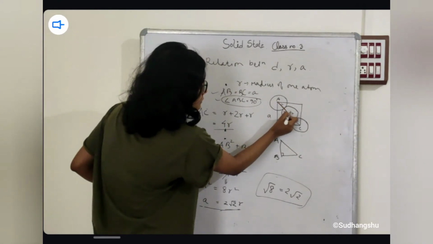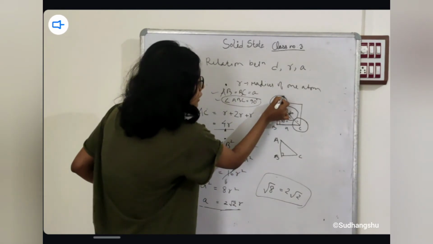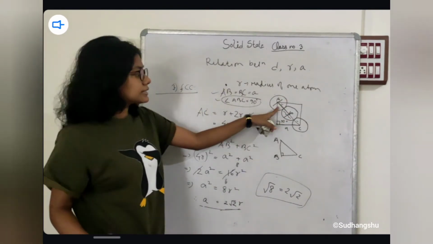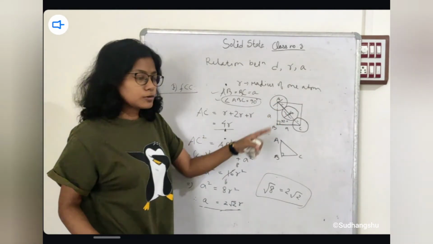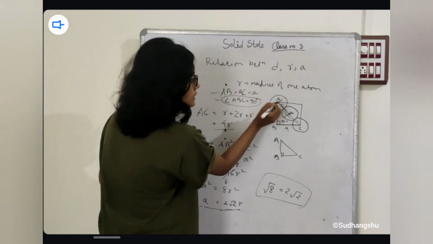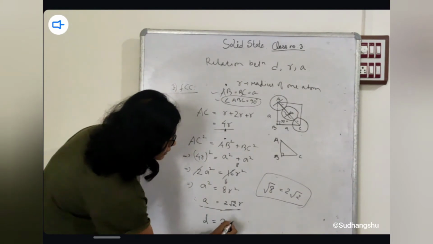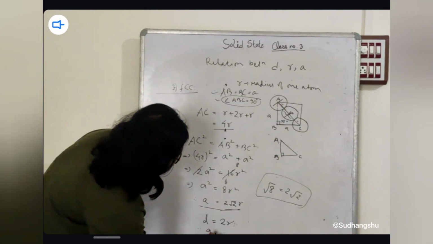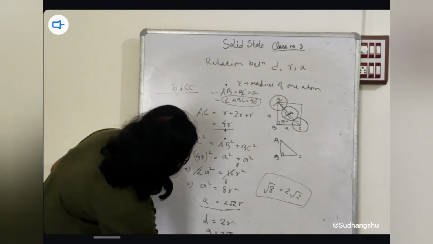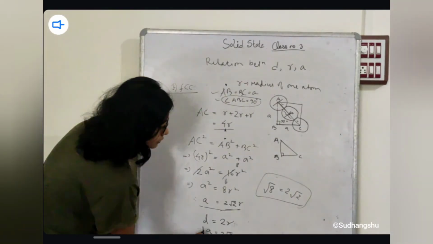So d is this much. From this point to this point is d. D means distance between center of this atom and this atom will be d, right? They are two neighboring atoms. So d is from this point to this point. And again d is equal to 2r. Therefore, a is equal to 2 root 2 r is equal to, so 2r is d, so it will be root 2 d.